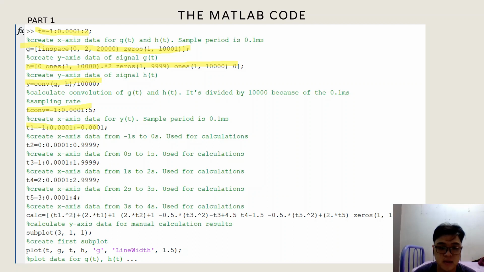We also create time data from -1 to 0, from 0 to 1, from 1 to 2, from 2 to 3, and from 3 to 4. That one we use for calculation. So we also calculate the y data for the manual calculation result. We create a first subplot. We plot the data for g(t) and h(t).